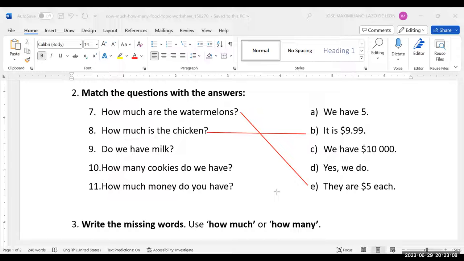What about number nine? Do we have milk? Letter A. Are you sure? Letter D. Yes, we do. Letter D. How many cookies do we have? Letter A. How much money do you have? We have $10,000. Letter C. Okay. Nice.